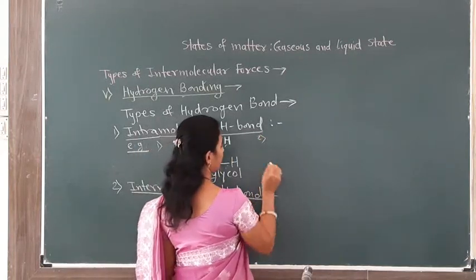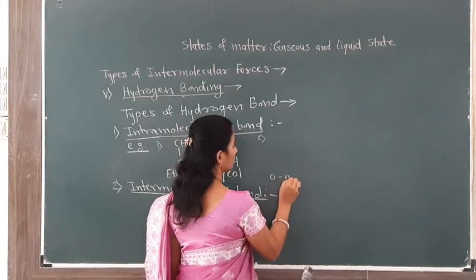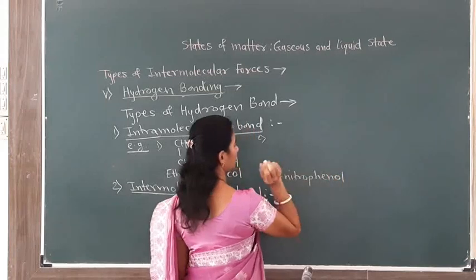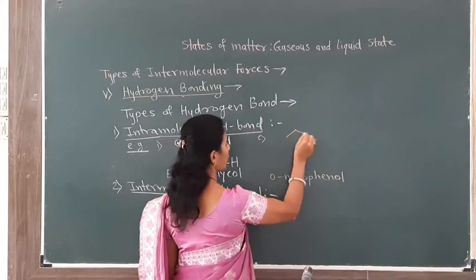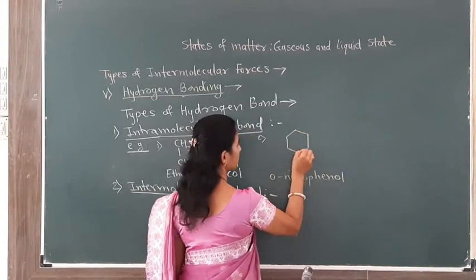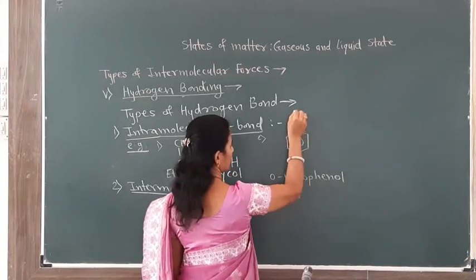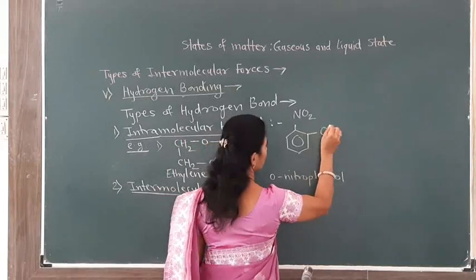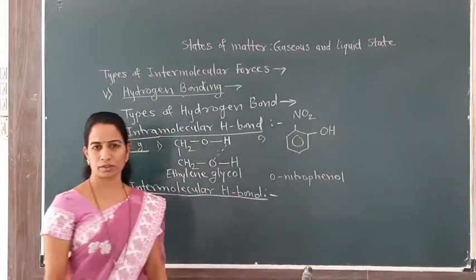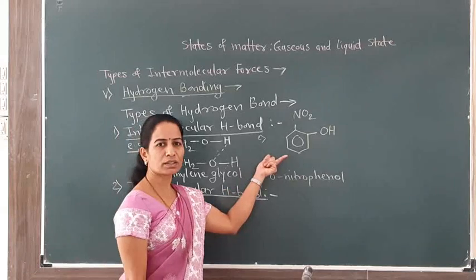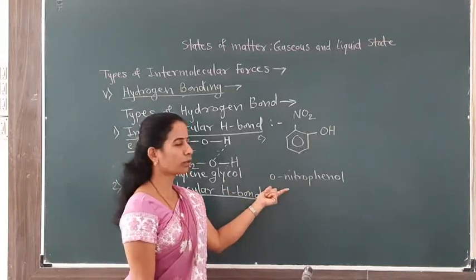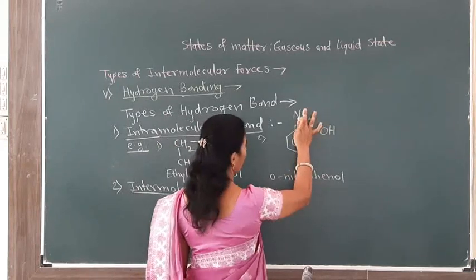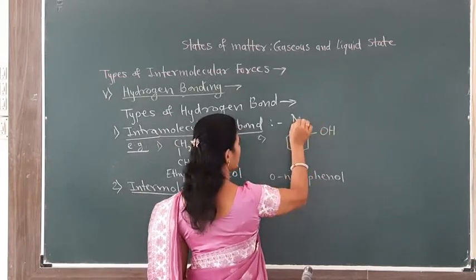Second example, that is orthonitrophenol. See the structure of orthonitrophenol. Suppose here is NO2 and OH. This is the structure of orthonitrophenol. For our convenience, I will draw the structure like this.